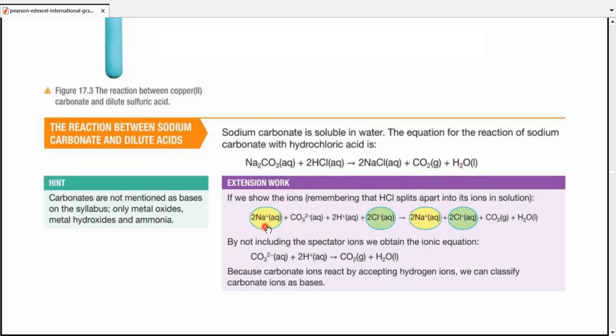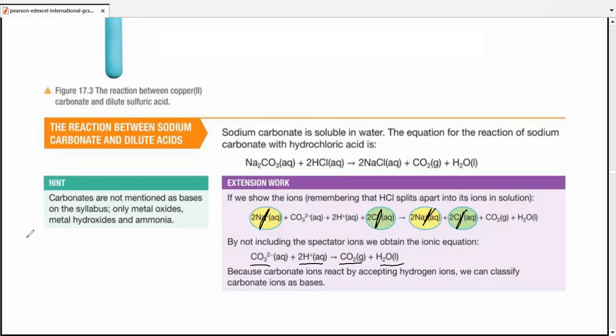Now, if you try to write their ionic equation, you're simply going to cut the ions that are similar on both sides, which is actually sodium ions and the chloride ions. You'll end up with carbonate reacting with hydrogen ions, forming carbon dioxide and water. Right?